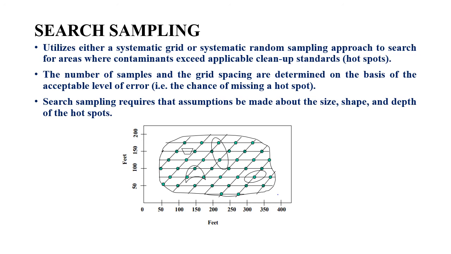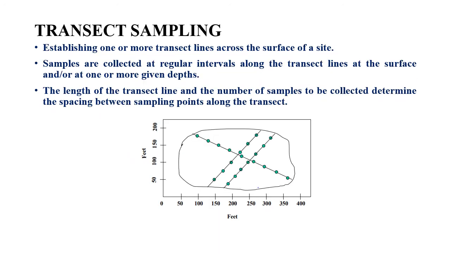Now, the last type of sampling approach is transect sampling, where across the entire surface of the contaminated land, one or more transect lines will be chosen, and then the sampling points will be located along each of these transect lines. Then the other consideration is what the length should be and how many samples should be collected. That depends upon the sampling points.